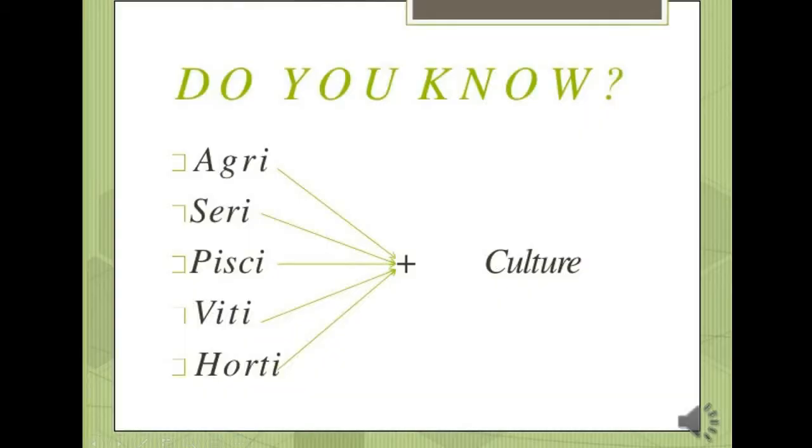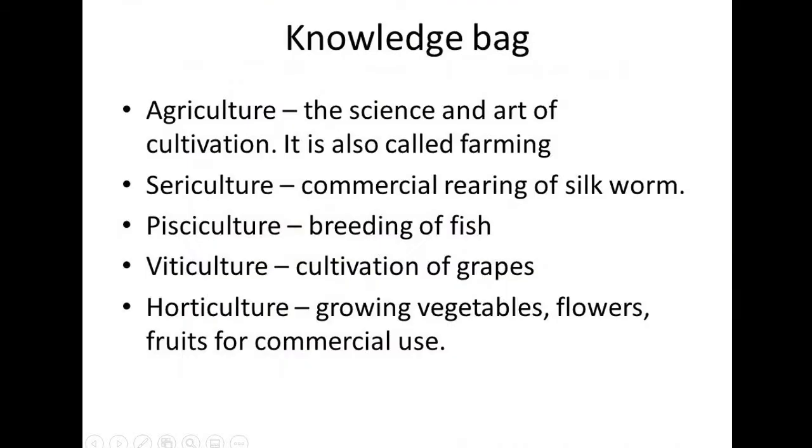Do you know? Culture means cultivation: agriculture, sericulture, pisciculture, viticulture, and horticulture. Agriculture means the science and art of cultivation. It is also called farming. Sericulture is the commercial rearing of silkworms. Pisciculture is the breeding of fish. Viticulture is the cultivation of grapes. Horticulture is for growing vegetables, fruits, and flowers for commercial use.